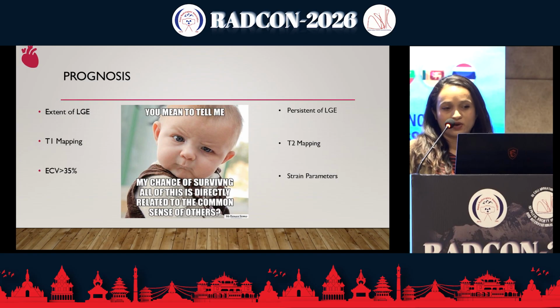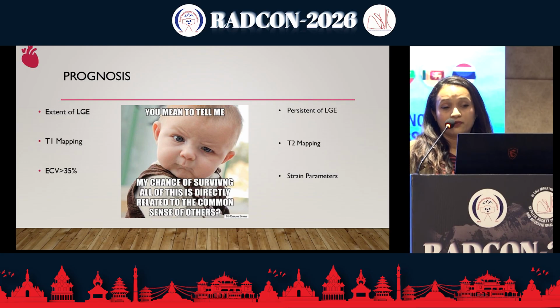And next is the T1 and T2 mapping value. This also plays an important role in the prognosis of the case with myocarditis. And ECV, I have already told, if the ECV value is greater than 35%, then that patient has a chance of major adverse cardiovascular events like arrhythmia, heart failure, and so on. And again, strain parameters like global longitudinal strain and global circumferential strain have also been placed as criteria for prediction of the prognosis in myocarditis.